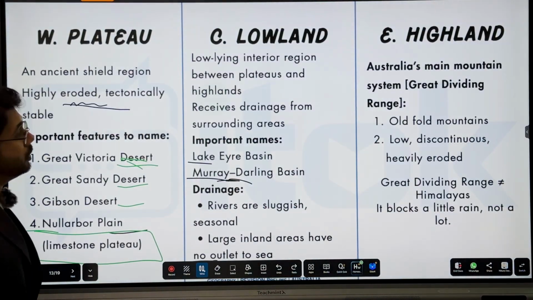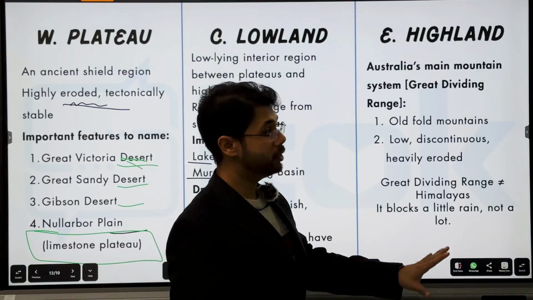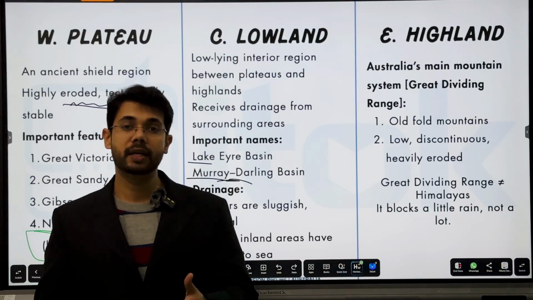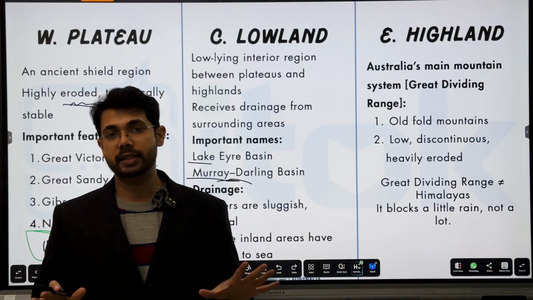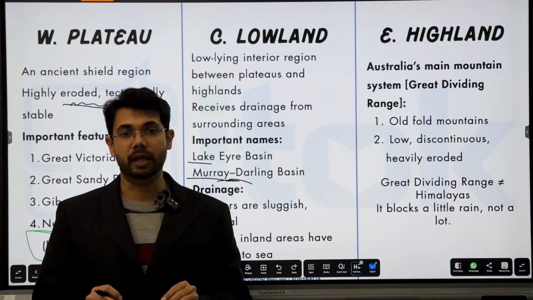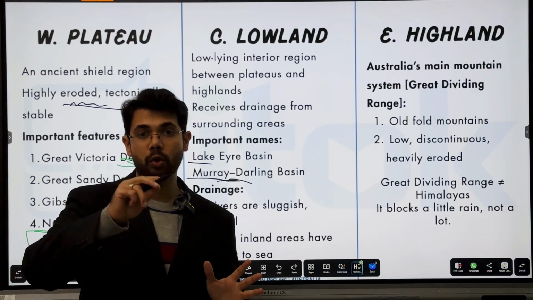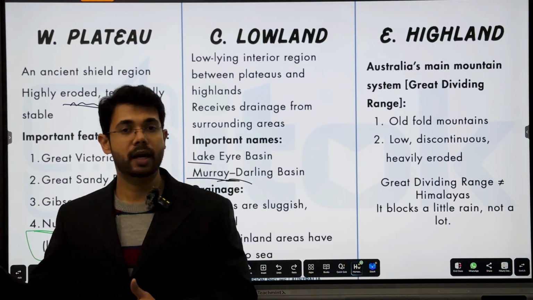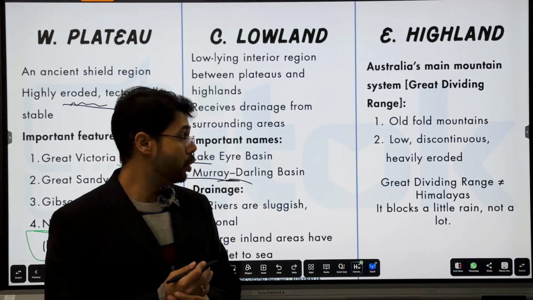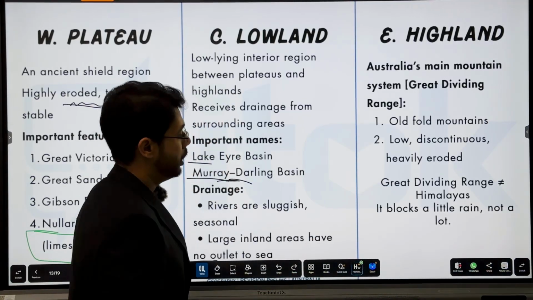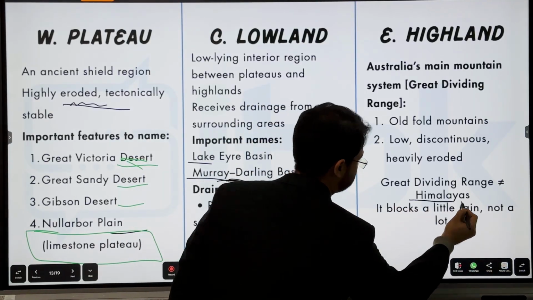Let's get back. Where were we? So we were in the Eastern Highlands. So this is the Great Dividing Range. These are old fold mountains. Remember, Australia is an old stable landmass. No tectonic activity is taking place in Australia. All the tectonic activity is taking place around Australia, in New Zealand, in other parts of Oceania, in Indonesia, but not within Australia. And so, the Great Dividing Range is not the Himalayas.